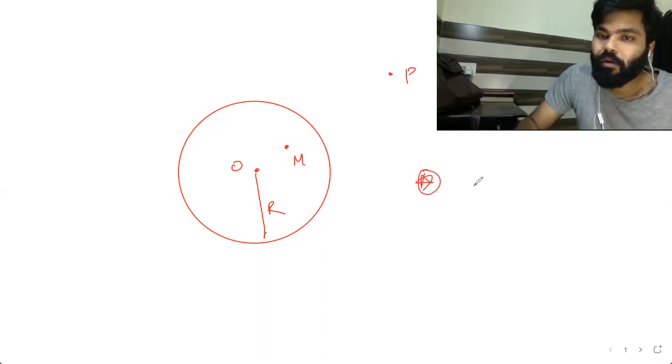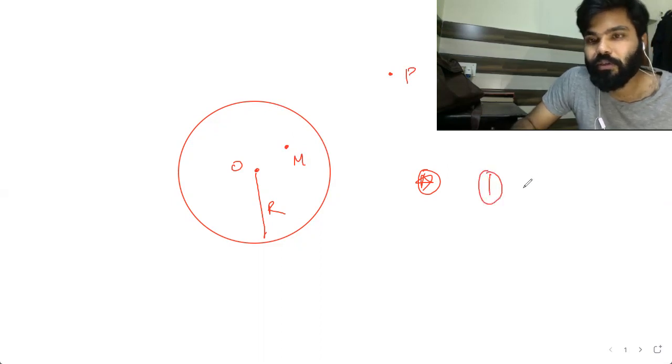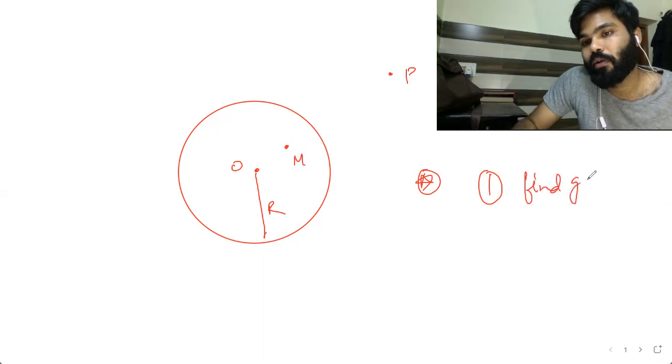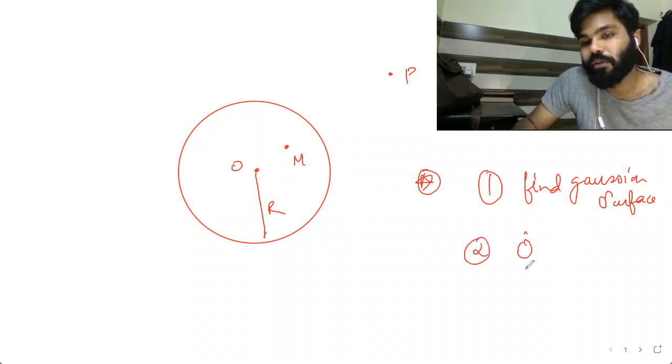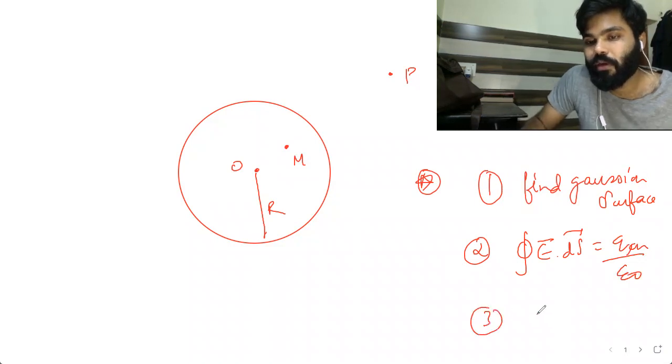In first step, I just find Gaussian surface. In second step, I formulate Gaussian law in mathematical form, that is flux E dot ds is nothing but q enclosed by it over epsilon naught. And in third step, I find the value of integral of ds, which is area of Gaussian surface, and q enclosed by it.